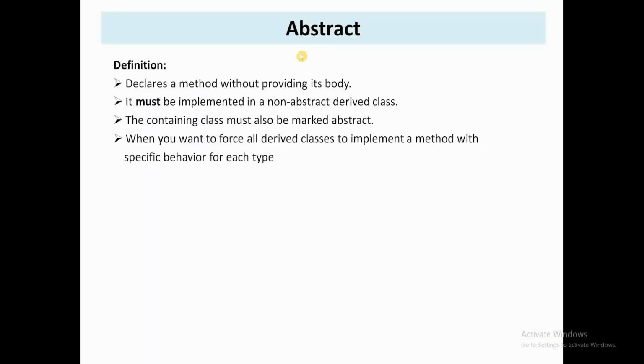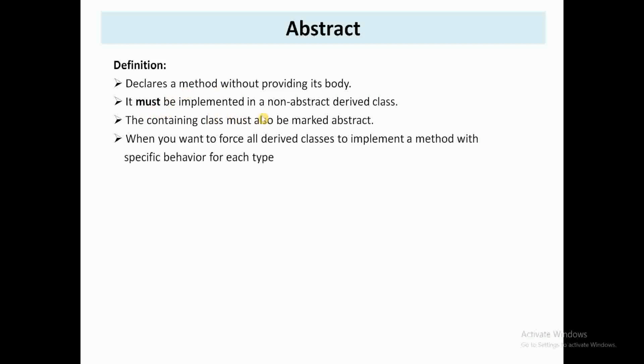Next we have the abstract modifier. So what is the abstract modifier? It declares a method without providing its body. If we want to use this abstract keyword, then we have to use it without a method body. We only provide the access modifier, the return type if we have one, the method name and the parameters, but not the logic part. So this is the thing in the abstract modifier.